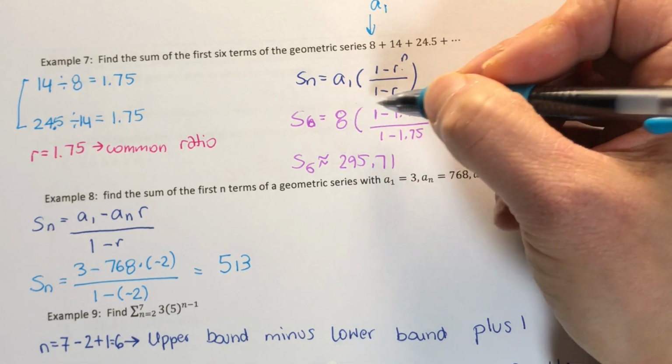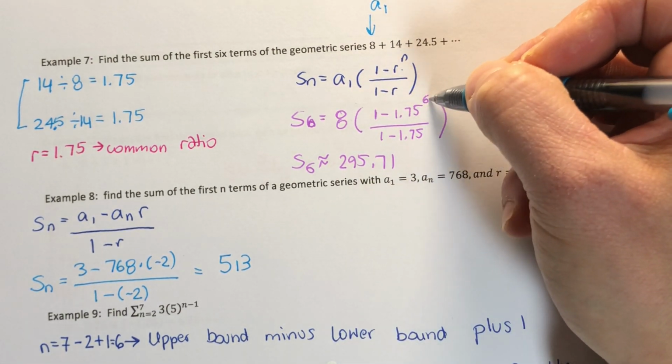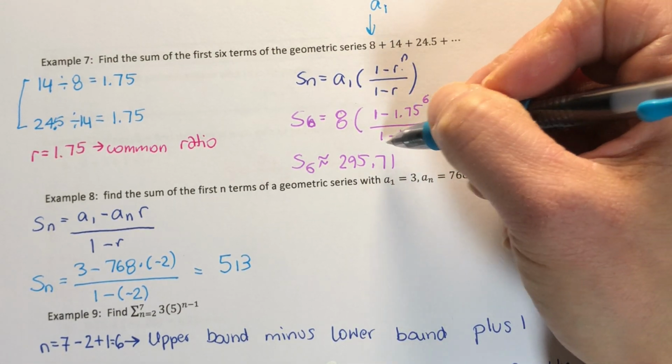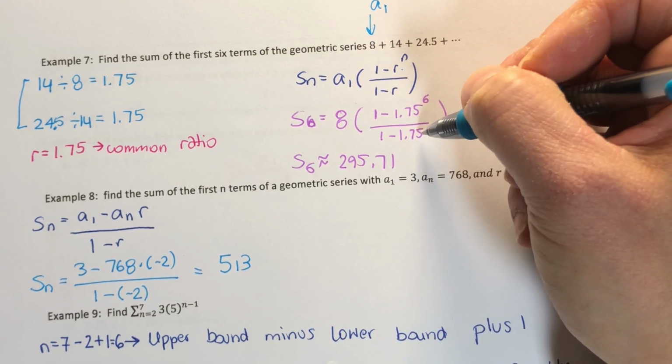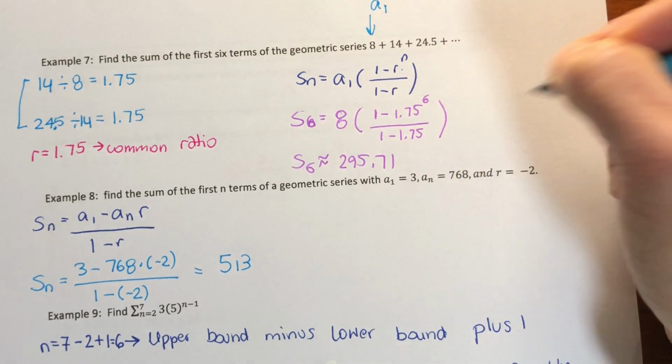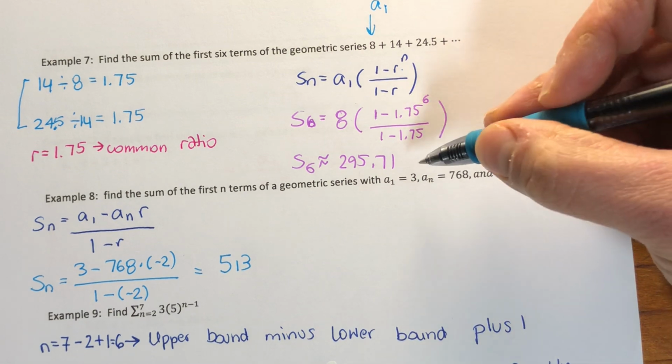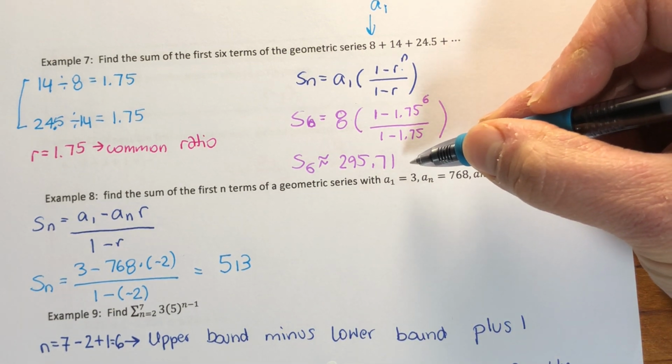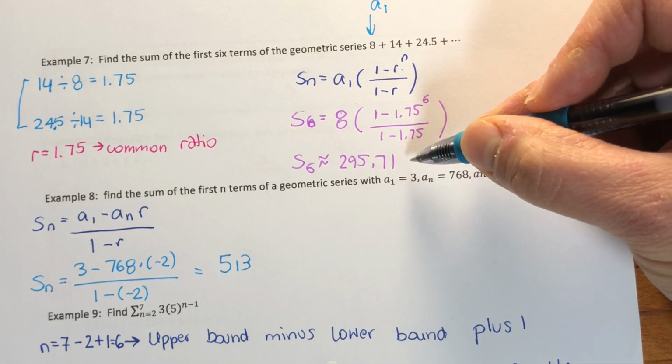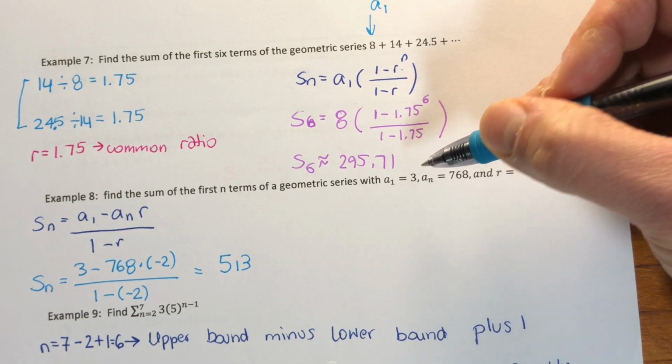So 8 times (1 minus 1.75 to the power of 6), divided by (1 minus 1.75). Again, use a calculator for this. We would get that the sum of the first 6 terms of this geometric series is 295.71.